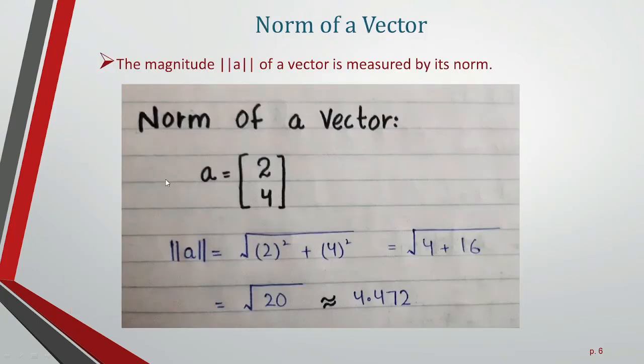Norm of a vector. The norm of a vector x, denoted as this, is a measure of the vector's magnitude. For example, if we have a vector 2, 4, the magnitude of this vector will be given as square root of 2 raised to 2 plus 4 raised to 2. The 2 raised to 2 will be 4 and 4 raised to 2 will be 16. And by adding these we get radical 20. The value of radical 20 is approximately equal to 4.472.